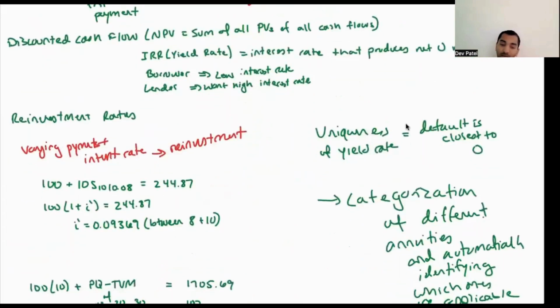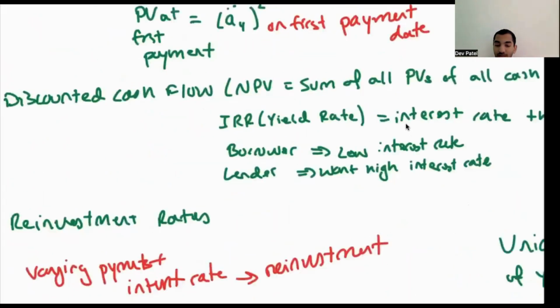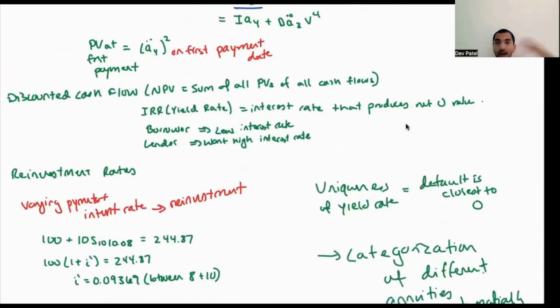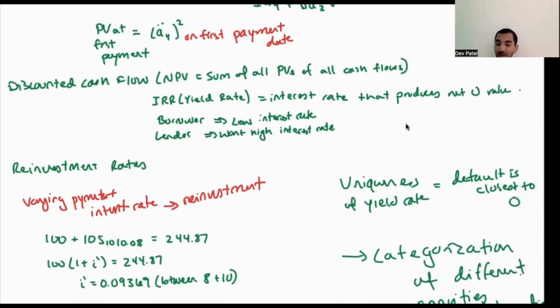And then discounted cash flow. This goes into the idea that we want to bring everything to the present value. So the sum of all present values of all the cash flows, that's our net present value. So again, outflow, inflow, accumulating all of that, doing those calculations. And then IRR is the interest rate that produces the net zero value. So how do we equal the cash outflow? Calculating the interest rate for that, that's what we call the yield rate or the internal rate.